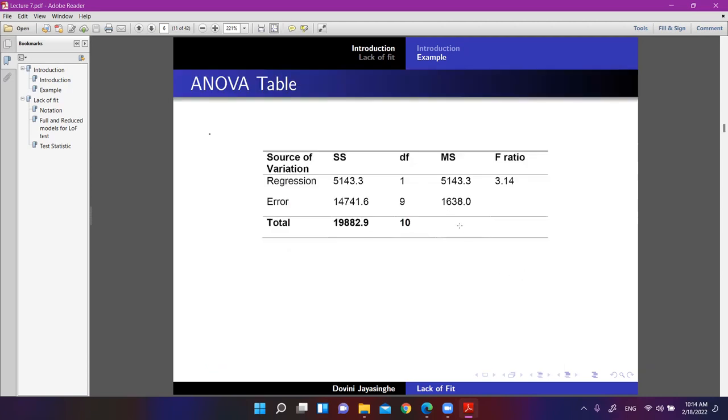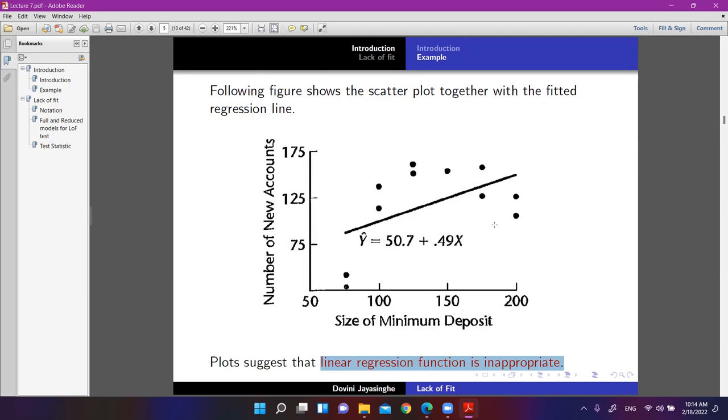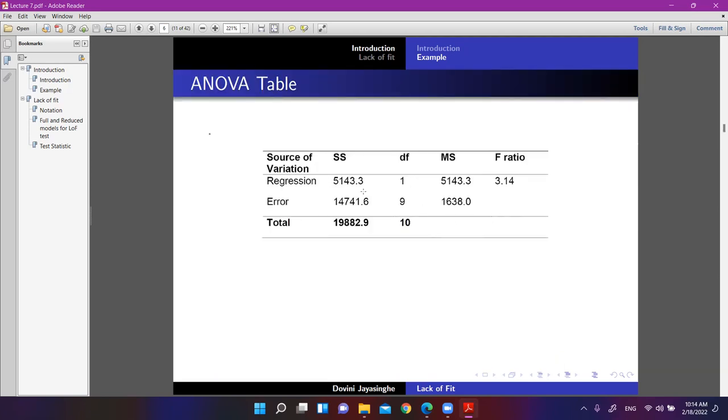So if we disregard lack of fit, this is the ANOVA table that we are going to get. In the usual way, they have computed the sum of squares of total and sum of squares of regression. They have taken the difference between these two and filled this one.